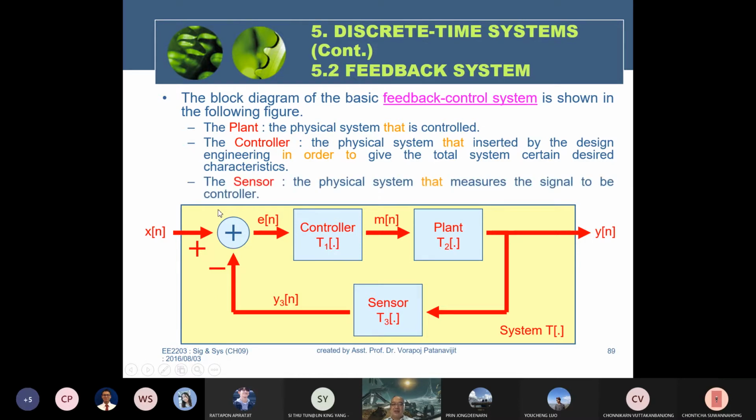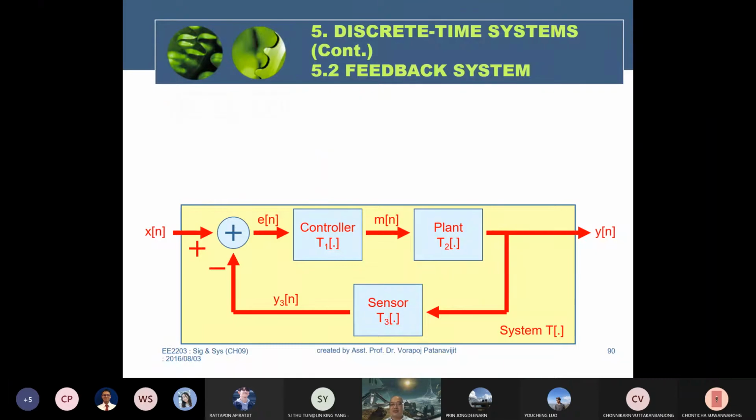Today, I think the controller and the sensor are already embedded together, so it's very cheap, and there are several types of sensors: the thermal sensor, the vibration sensor, the lighting sensor, including the camera, and so on. The sensor is the physical system that measures the signal to be controlled.